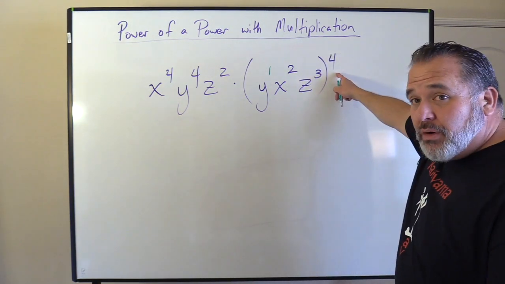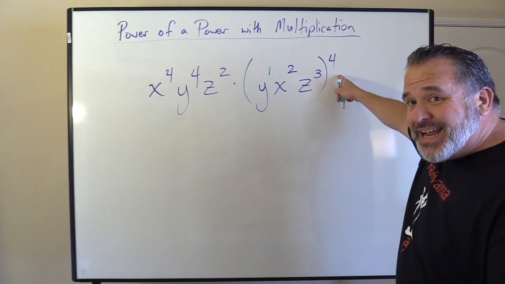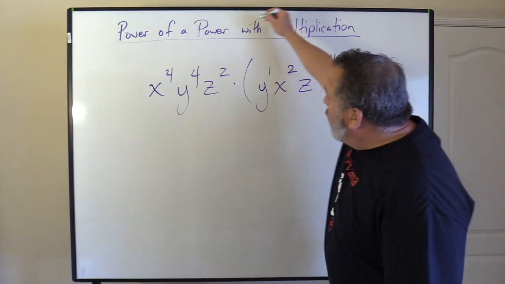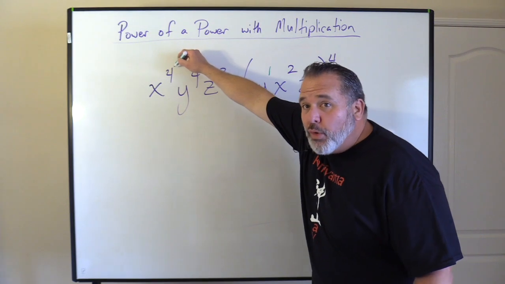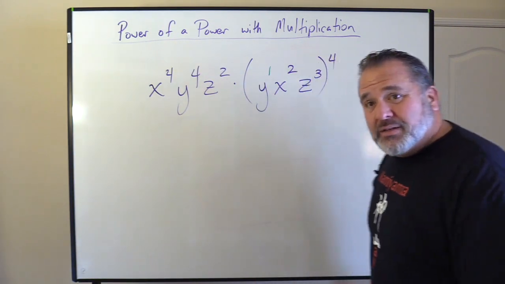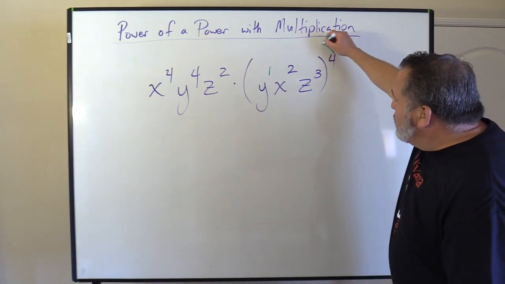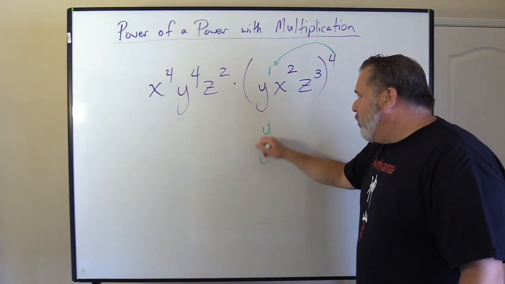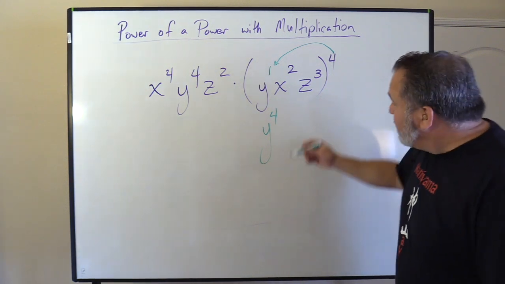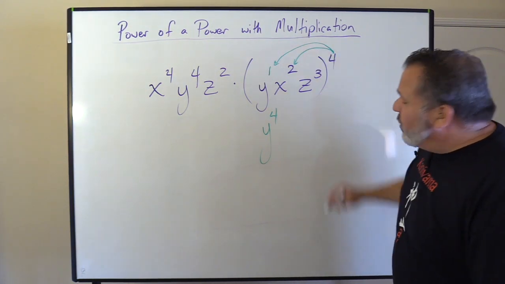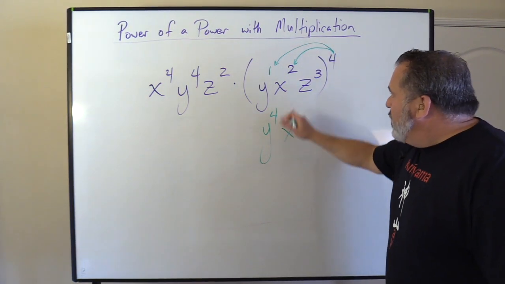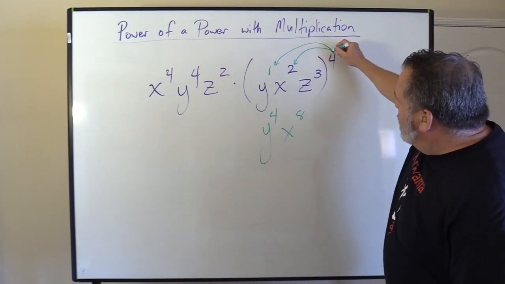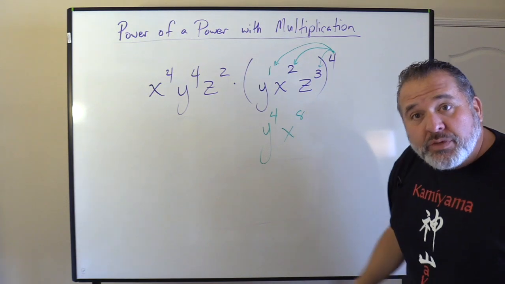Now, what do we do next? We take this 4 and we distribute it to every single exponent in the parentheses. Do we go all the way across over here? Nope. We only do what's in the parentheses. So if I distribute 4 times 1, it's 4. So that's going to be y to the 4th power. Take this 4, distribute one more time to the 2. What's 2 times 4? 8. Look now. What's 4 times 3? 12.